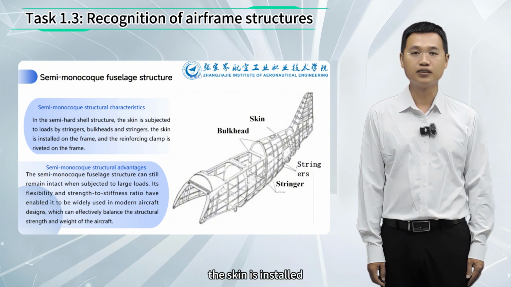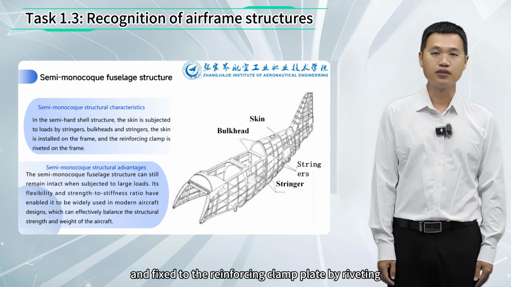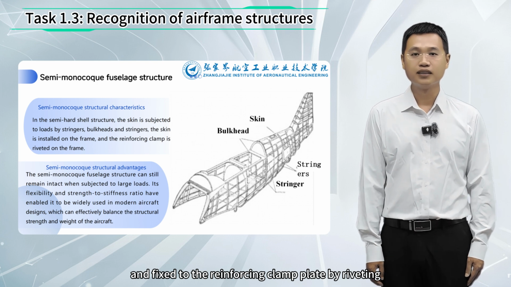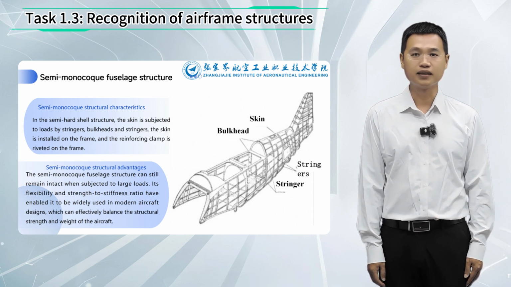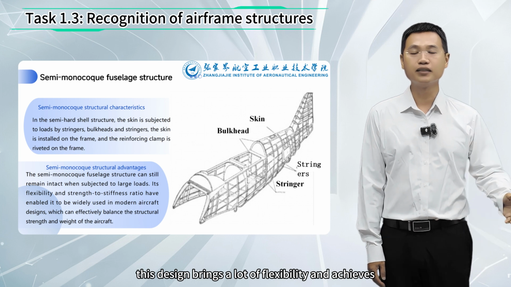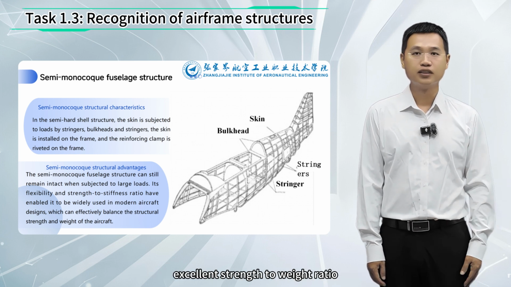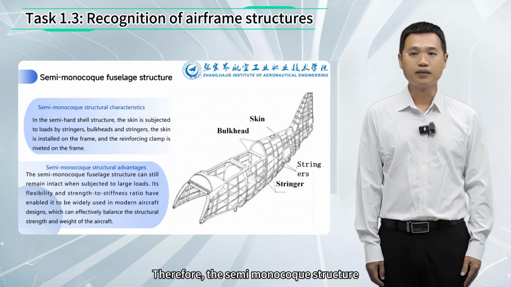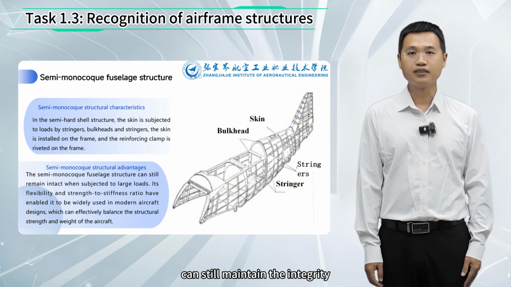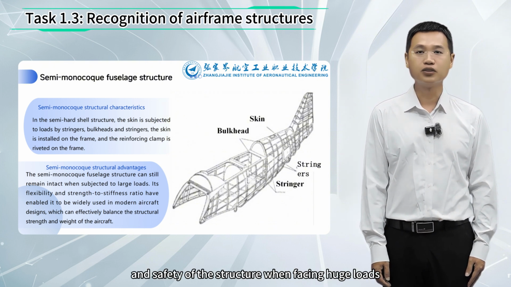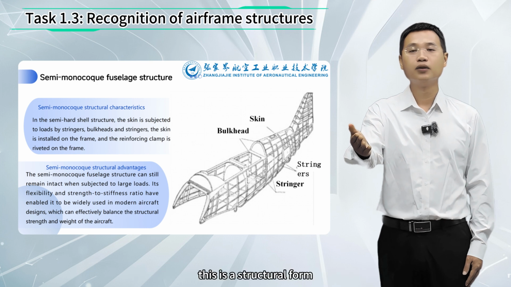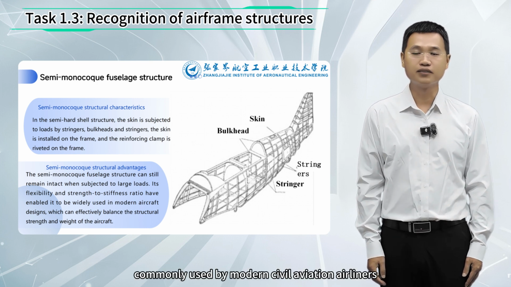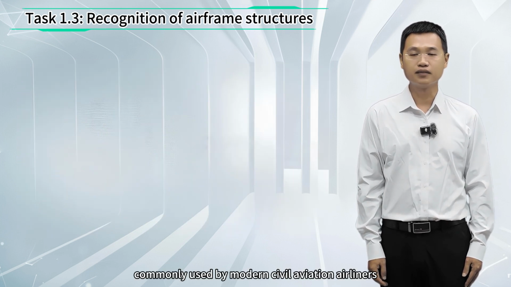The skin is installed on the internal frame and fixed to the reinforcing clamp plate by riveting or the like. This design brings a lot of flexibility and achieves excellent strength-to-weight ratio, that is higher strength with lighter weight. Therefore, the semi-monocoque structure can still maintain the integrity and safety of the structure when facing huge loads. This is a structural form commonly used by modern civil aviation airliners.